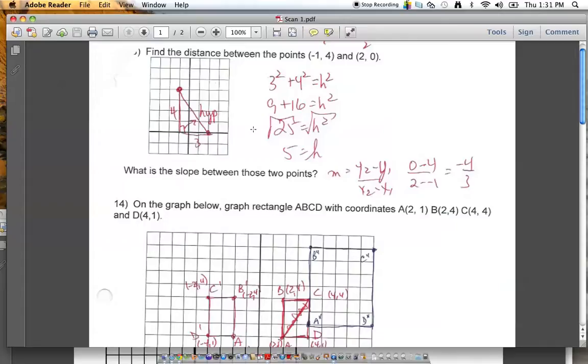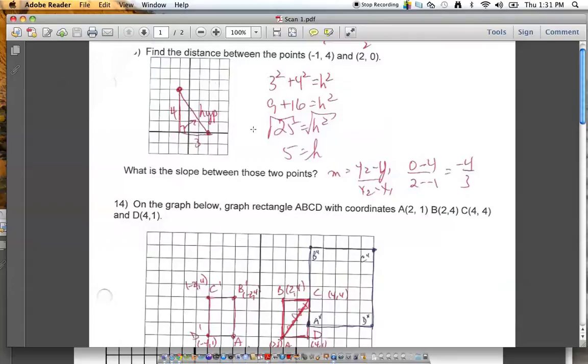What it asks you to do is find the length of the distance between (-1, 4), which is here, and (2, 0), which is here. So they want you to find the length of this line. What I do is turn it into a right triangle, because in a right triangle I can use the Pythagorean theorem, namely leg squared plus leg squared is hypotenuse squared. So this leg is 3 and this leg is 4, and I do 3 squared plus 4 squared is h squared, and that makes 9 plus 16. H squared is 25, do the square root, and I come up with 5. Are there any questions on that?